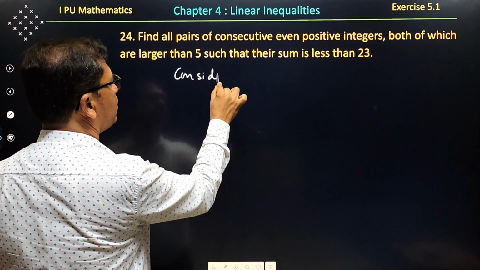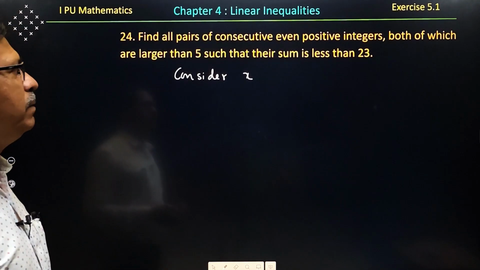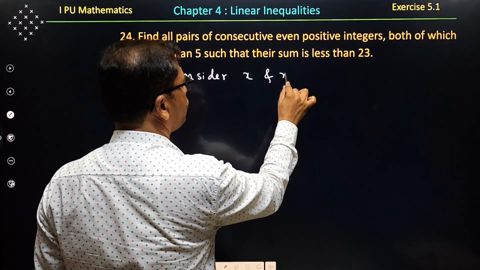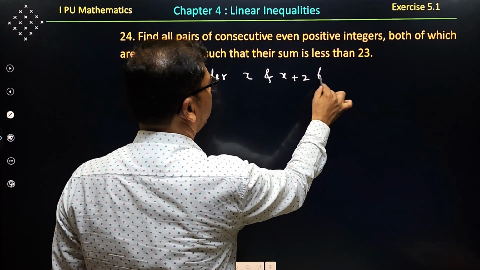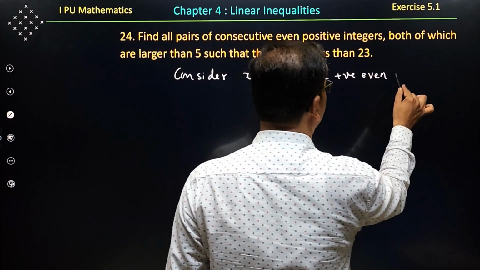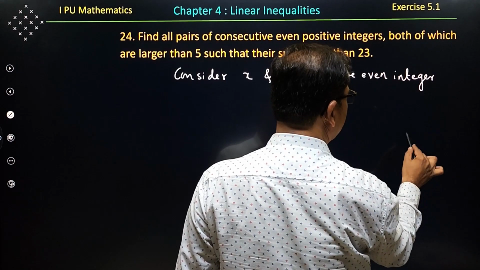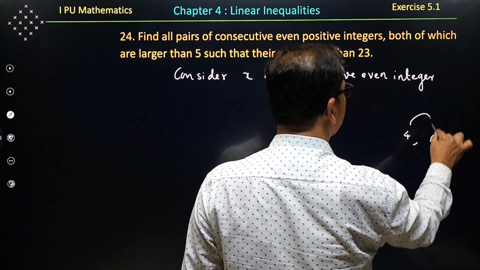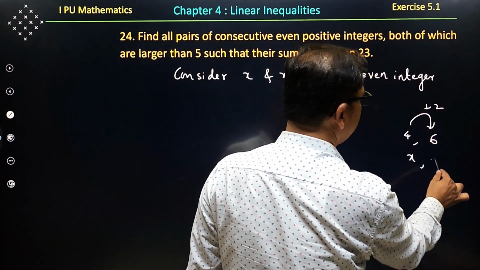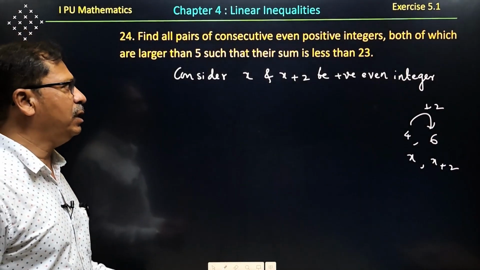x be the positive even integer, x and x plus 2 be positive even integers, consecutive. Suppose if you take say 4, next is 6, so this is 2 more, no? Plus 2. Suppose if it is x, next consecutive is x plus 2. Same as before, even the condition will come.